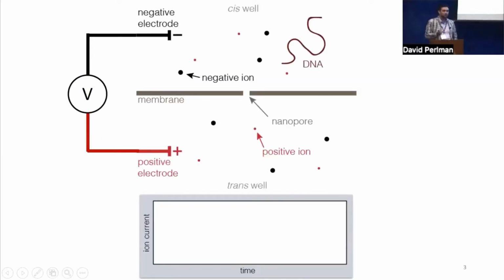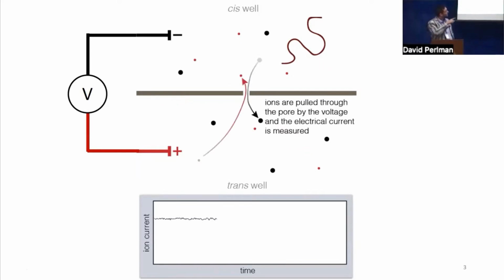So the principle of nanopore sequencing, or just nanopore experiments in general, actually precedes any sort of successful sequencing, just as a way of counting and identifying single molecules. So you have a membrane, very thin. So this is something like a lipid bilayer or a thin crystal like graphene or silicon nitride that you apply an electric current across. And when you apply an electric current, the salt solution that the membrane divides into two wells, the ions are driven through the pore by the voltage.